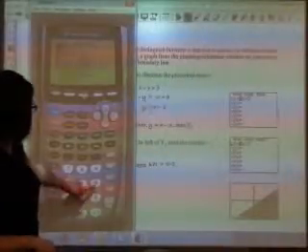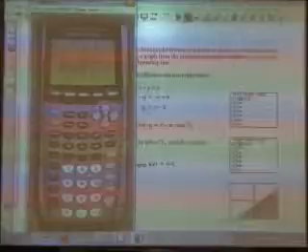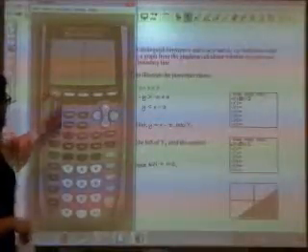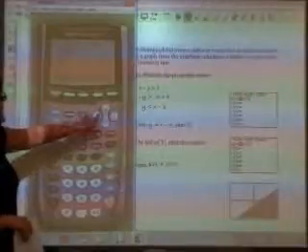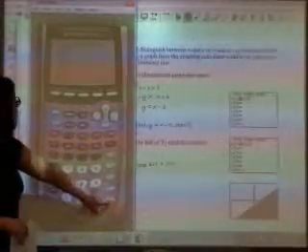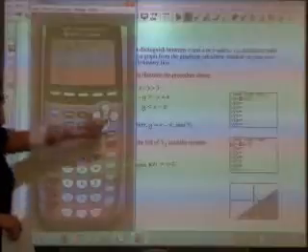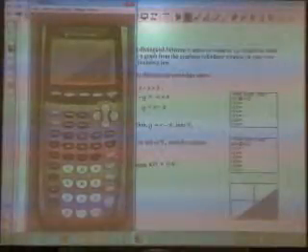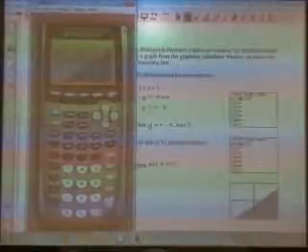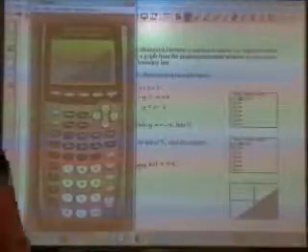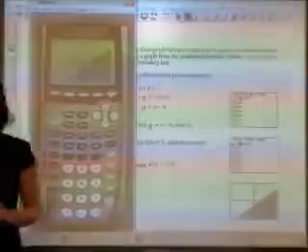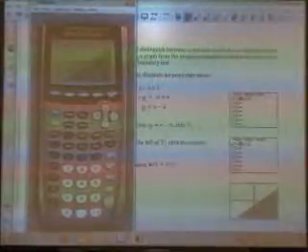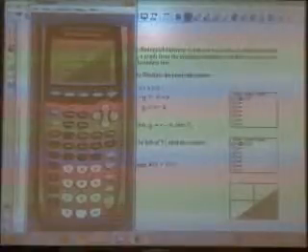And then if I went to a zoom standard, there's what my line looks like. And then if I want to make it a less than, the arrow points down. Press graph. And then it shades it in. The graph will not distinguish between a solid line and a broken line. You have to do that on your drawing. Okay? It can only draw the line and shade the appropriate region.